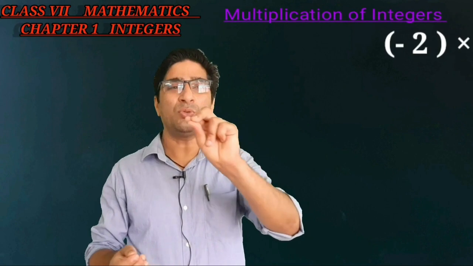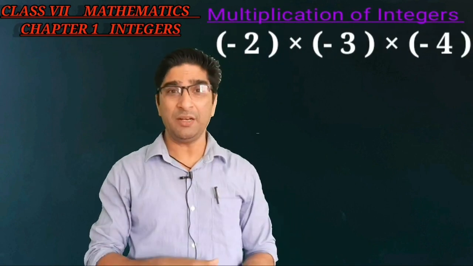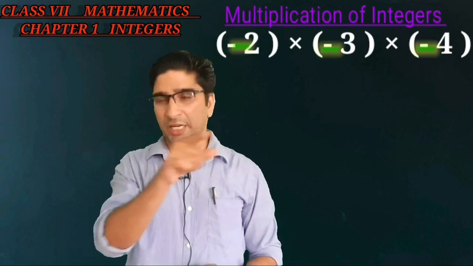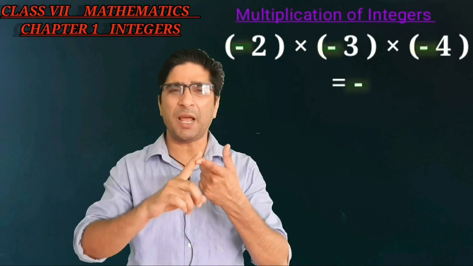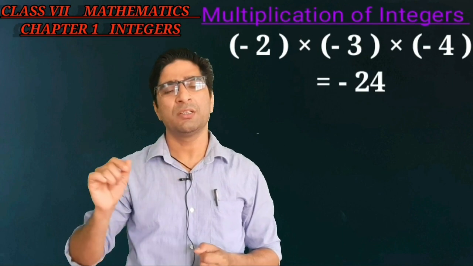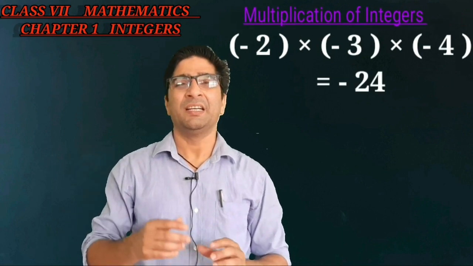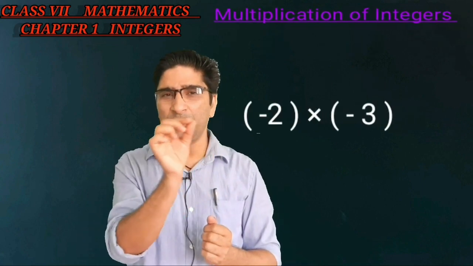Suppose minus 2 into minus 3 into minus 4. Again an odd number of negative signs. 1, 2, 3, 3 negative signs. So the sign will be minus and the numbers will be multiplied. 2 3s are 6 and 4s are 24. Is it?